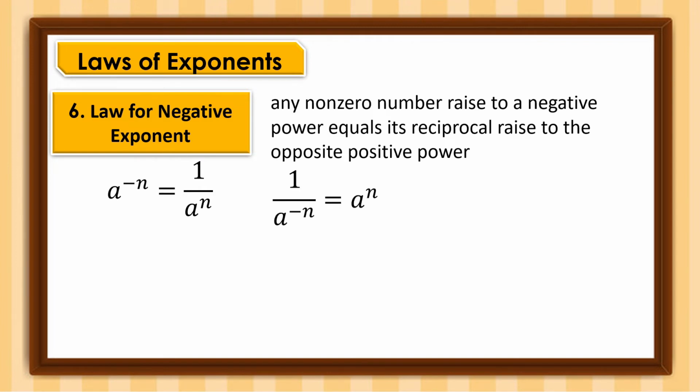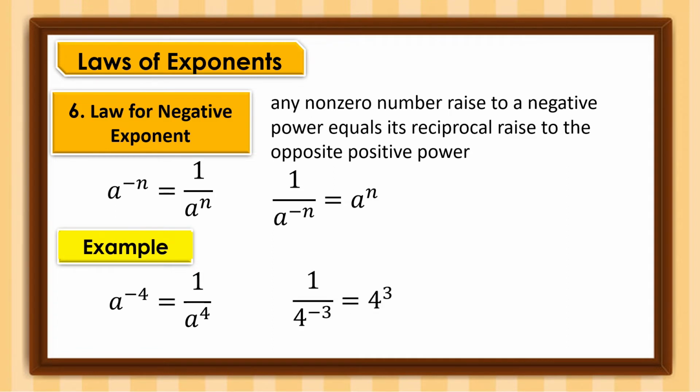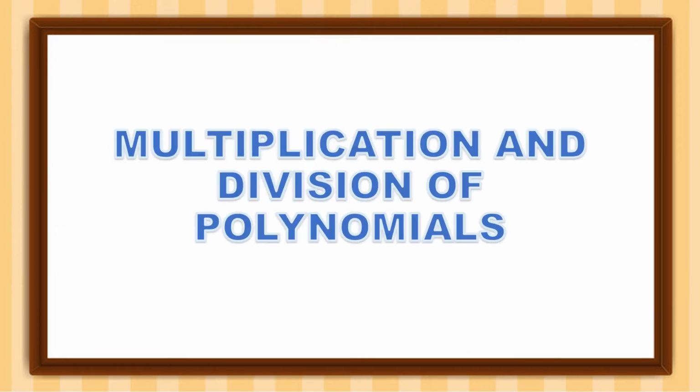Another one is 1 over a raised to negative n. The reciprocal raised to the opposite positive power is equal to a raised to n. So example, a raised to negative 4 is equal to 1 over a raised to 4. And another one is 1 over 4 raised to the negative 3, and that is equal to 4 cubed. Now we are done with the laws of exponent.